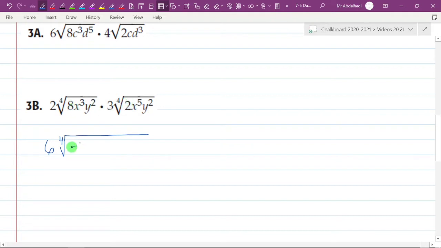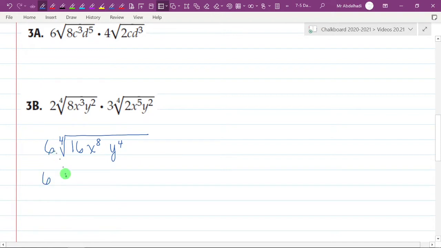Well, 8 times 2 is 16. X to the 3rd times x to the 5th is x to the 8th. Y squared times y squared is y to the 4th. So that's your first step. That's the multiplying step. Now the simplifying begins.